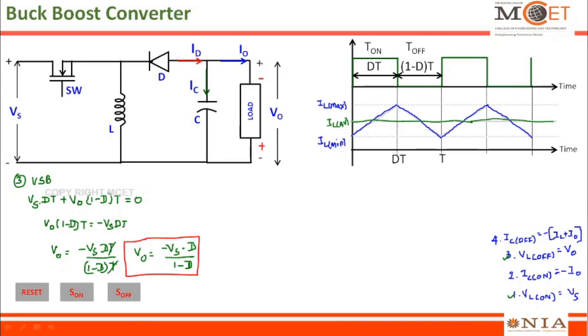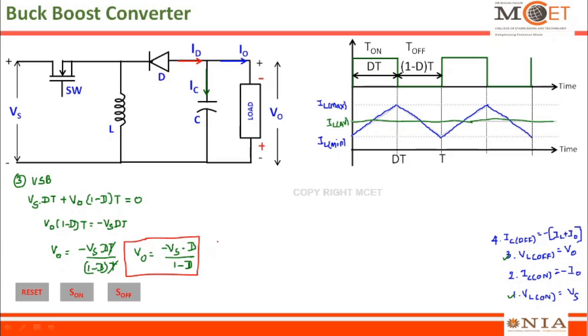So actually the assumed polarity is this is positive. Why did I assume this as positive? Because in the previous two derivations we assumed this as positive. The same thing has been continued here in order to explain the concepts easily. But actually the polarity of the buck boost converter is this is positive and this is negative.